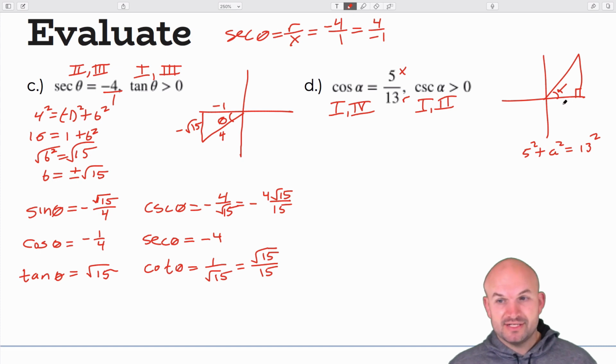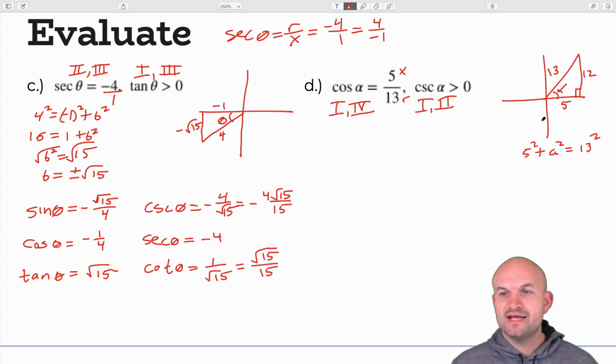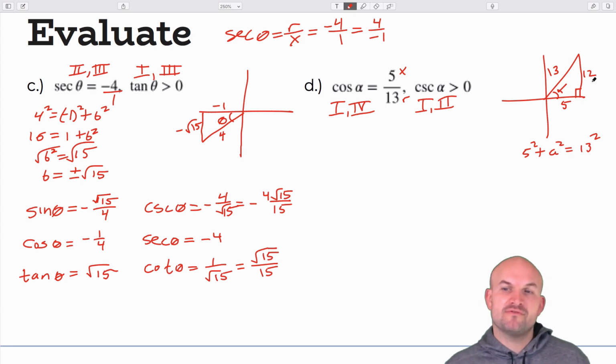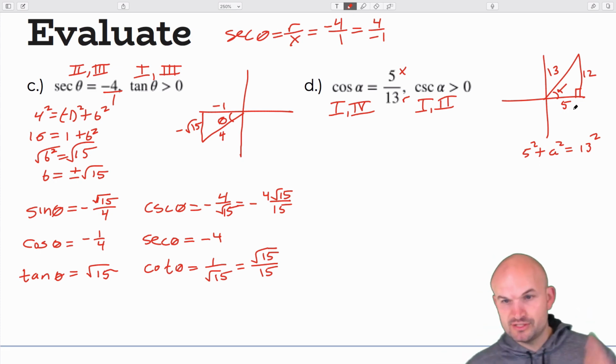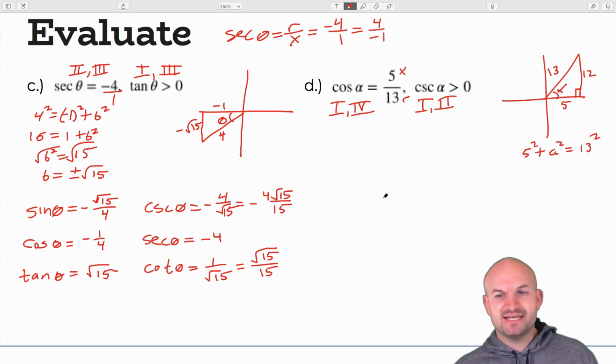But hopefully you recognize here that we have done these problems, or we've introduced you before, that's actually going to be 12. And again, if you do the math, 13 squared is 169, minus 25 is going to be 144. The square root of 144 is 12. Since it's in the first quadrant, it's going to be positive. And the nice thing about this is now our trigonometric relationships are pretty easy, right?